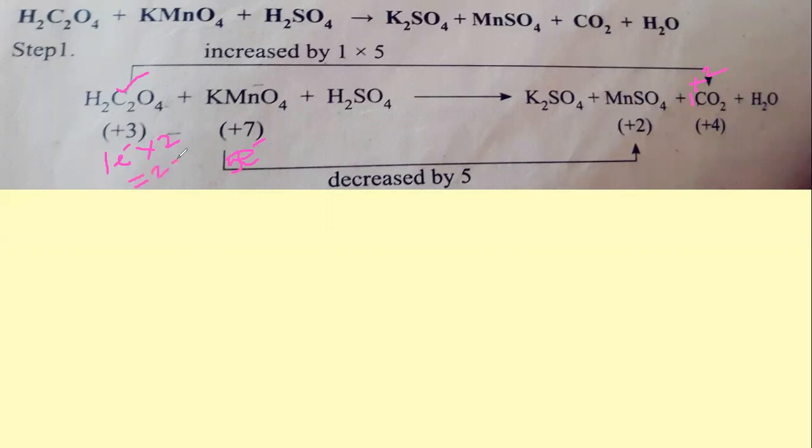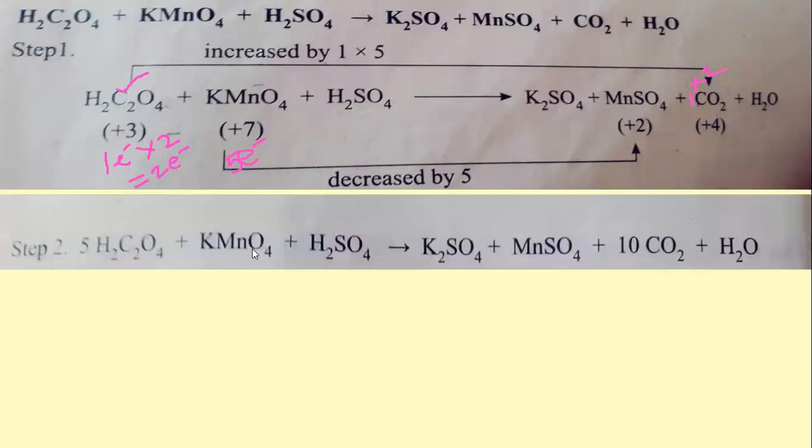So now what we have to do is cross multiply it. See here, this 2 comes to this KMnO4. This 5 goes to this oxalic acid. You understood? See, now in the next step I cross multiply the relevant number. So after that, we have to check for the balancing in the product side also.